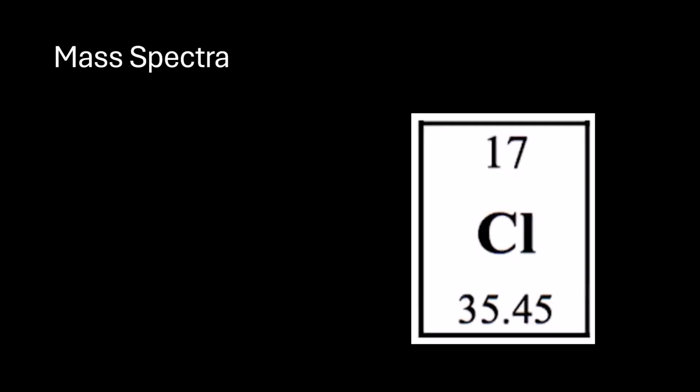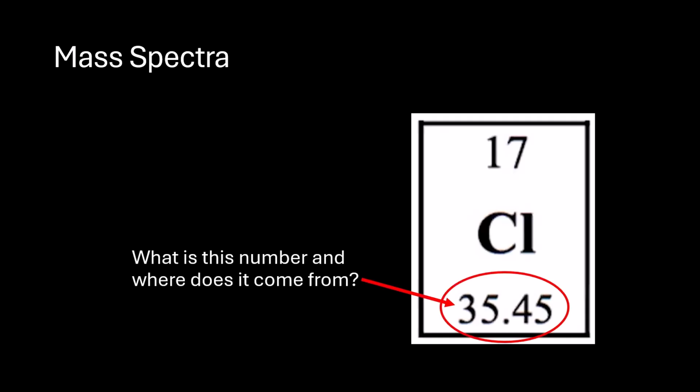Let's jump in first by talking a little bit about the periodic table and how that has to do with our mass spectra interpretations. So here we have chlorine, and 17 is the atomic number, the number of protons. We have the symbol Cl, and then we have this number, 35.45. So what is this number and where does it come from? The answer to that is mass spectra. It's the average atomic mass, and we're going to be able to calculate that using mass spectra data.